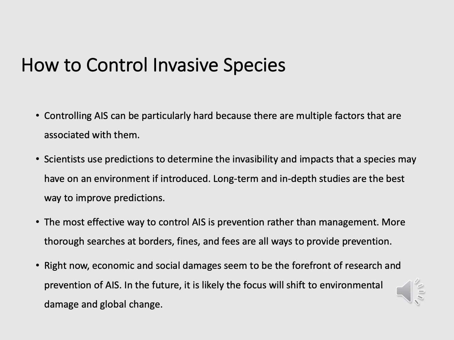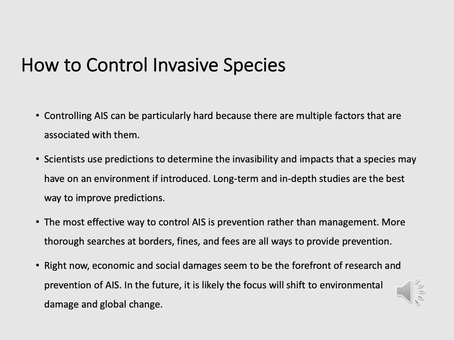But scientists use predictions to determine the invasibility and the impacts that a species might have on an environment. And then the best way to improve these predictions is through long-term and in-depth studies that provide a lot of information so they can see exactly what is going on. But the most effective way to control an invasive species is prevention rather than management. So it's easier to prevent an invasive species from coming in than it is to try to eradicate it once it is already in.